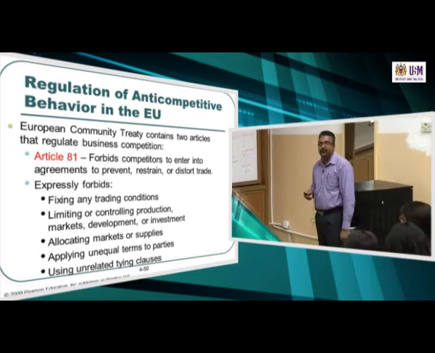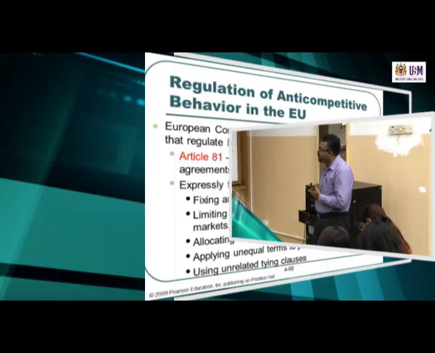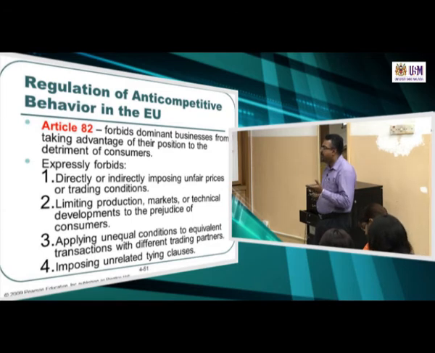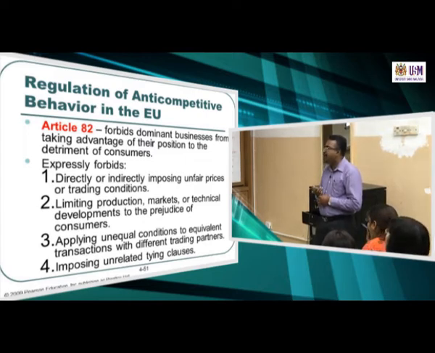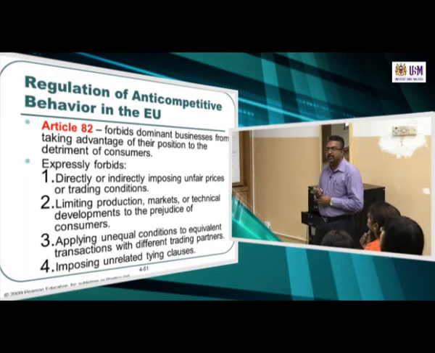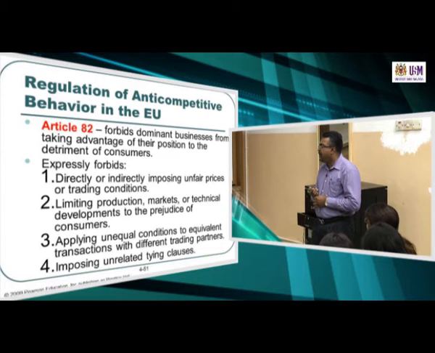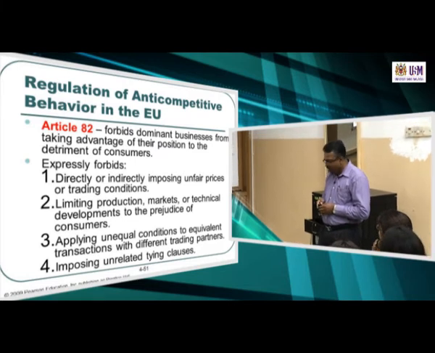Article 82 forbids dominant businesses from taking advantage of their position to the detriment of consumers. For example, directly or indirectly imposing unfair prices or trading conditions; limiting production, market or technical development to the prejudice of consumers; applying unequal conditions to equivalent transactions with different trading partners; and imposing unrelated tying clauses.